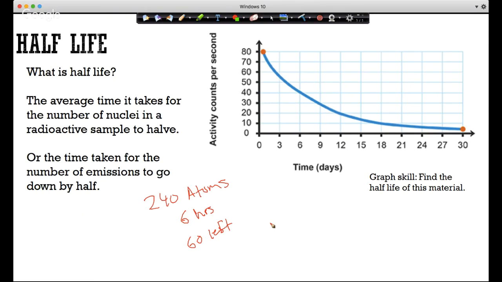Just halve it each time, and that'll be one half-life. From 240, if we halve that once, we get 120. That's one half-life. Then we halve it again down to 60. That's our second half-life. So the answer is that it's gone through 2 half-lives in 6 hours. If it's gone through 2 half-lives in 6 hours, one half-life must be 3 hours long.